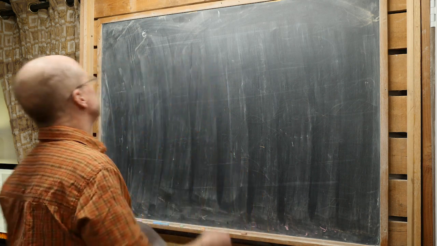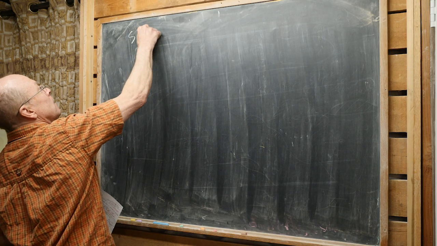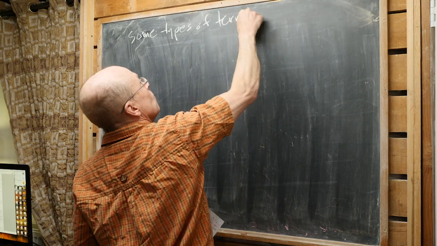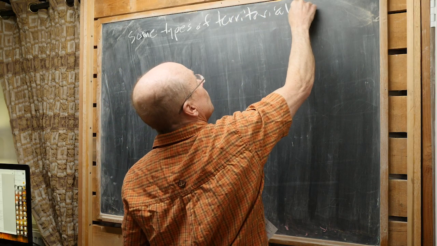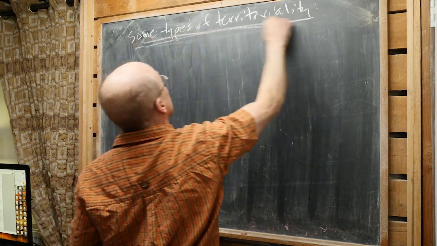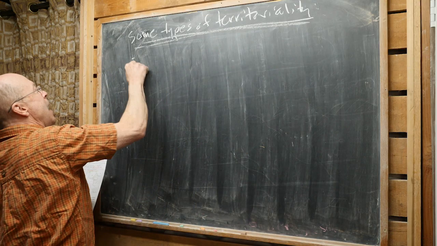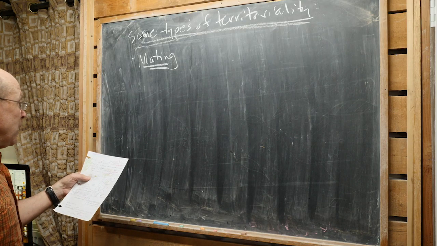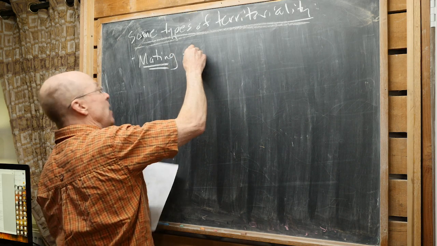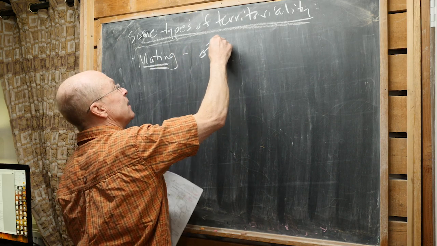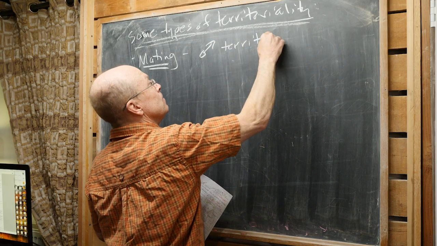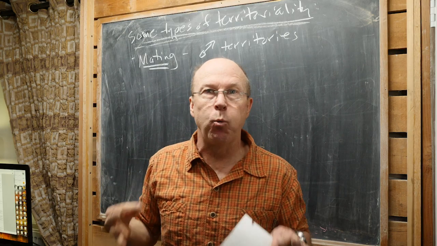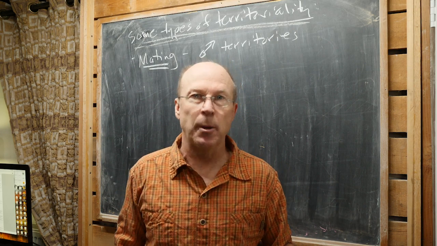So let's take a look at some types of territoriality. Okay, so mating, of course, is extremely important. Those associated with mating, and here we have some examples where we have male territories for mating season. Now I want you to think of type 1 plainfin midshipman.